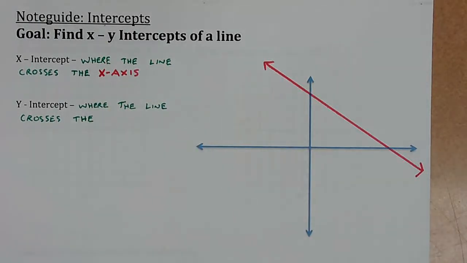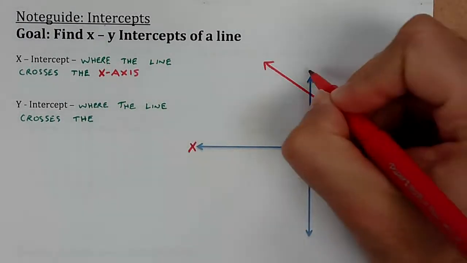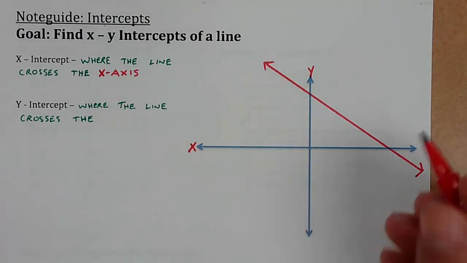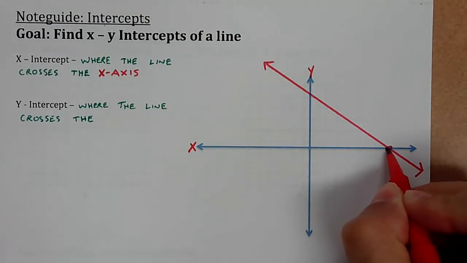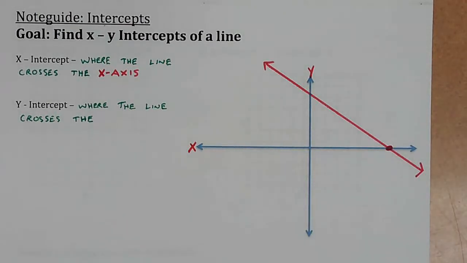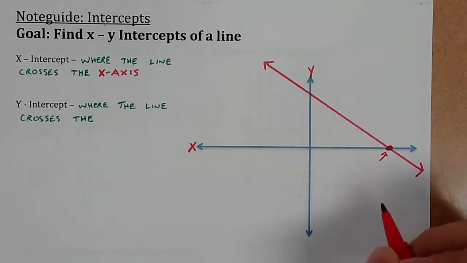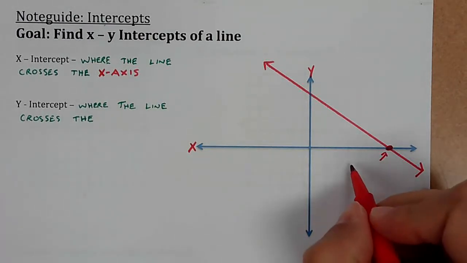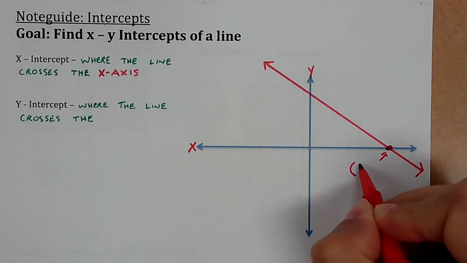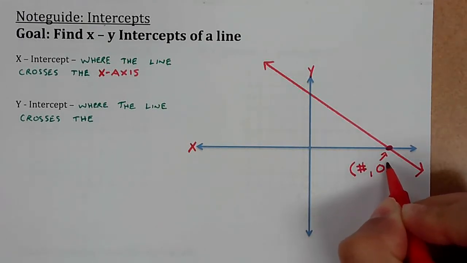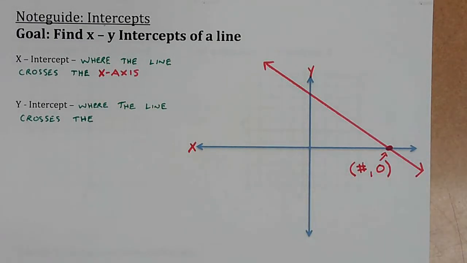A reminder: in our graph, we have the x-axis here and the y-axis here. So this red line crosses our x-axis at this point here. Whatever that value is on the x-axis will be our x-intercept. Now looking at that point, one very key characteristic of an x-intercept is that it has a number as the x-coordinate, but it has 0 as the y-coordinate.